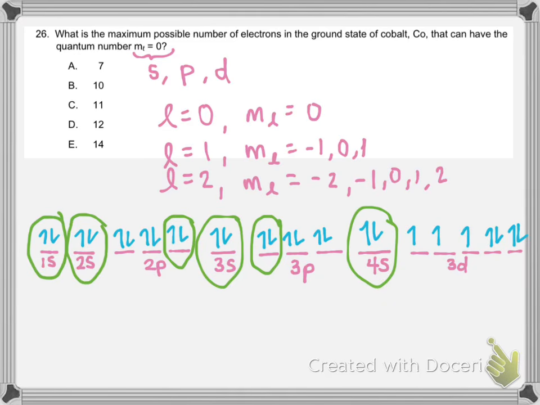But it does matter here in the 3d subshell, because sometimes it has one electron, sometimes there are 2 electrons in the orbital. So in the problem it says we want the maximum number of electrons, and so we want to consider one of them with 2. So then we just count 2, 4, 6, 8, 10, 12, 14 electrons could possibly have an m sub L equals 0.